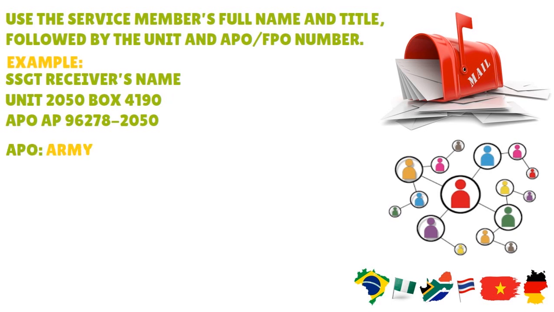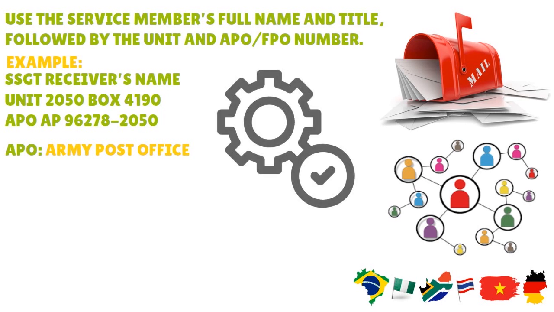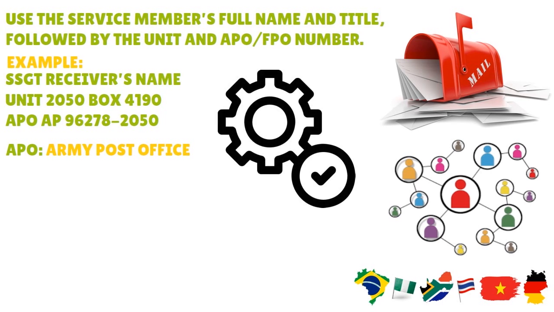Now APO stands for Army Post Office, Army and Air Force installations, and FPO stands for Fleet Post Office. So that's for Navy installations and ships.